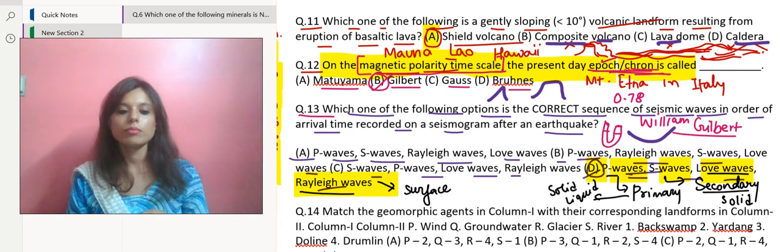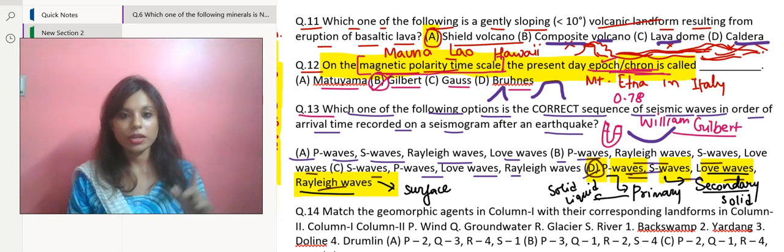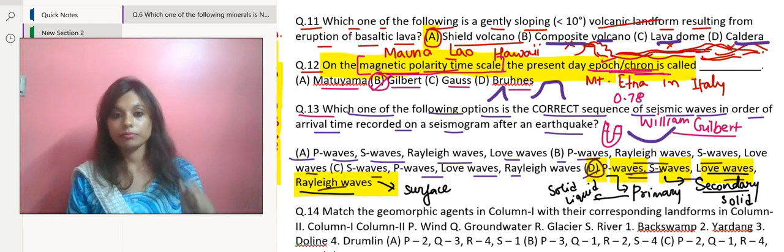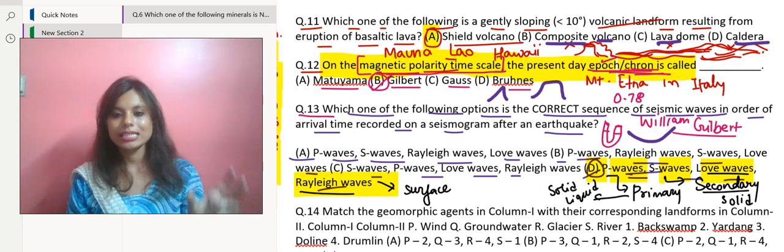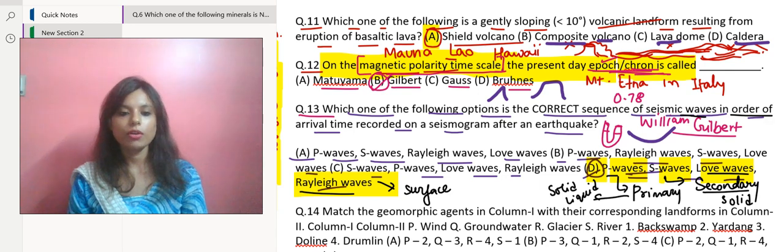These waves cause the most damage during the earthquake because they travel along the surface. That is why the Rayleigh waves and the Love waves cause the most damage during an earthquake. Anyway, our correct sequence was option D, the sequence of seismic waves in order of arrival time recorded on a seismogram after an earthquake. That's the correct option.